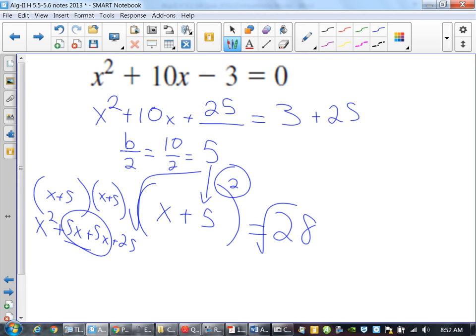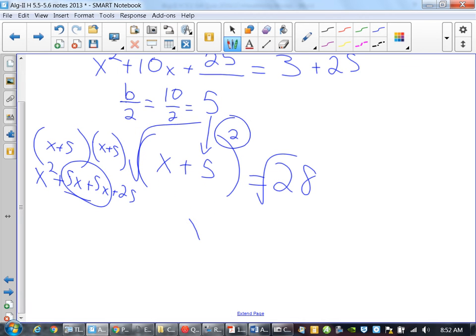Yes, sir. Where did 28 come from? 3 plus 25. And then you get x plus 5 is plus or minus 28, I think, simplifies out to be 2 root 7.